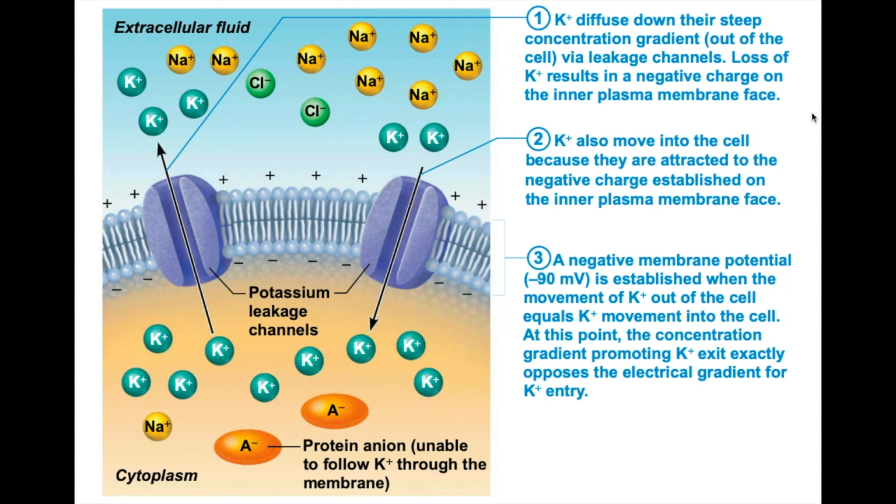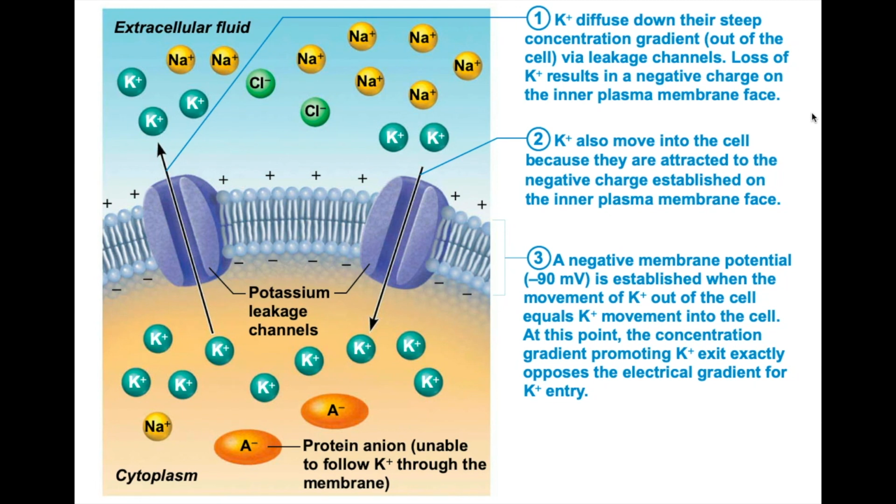So here, this is going through generating the resting membrane potential. So you have potassium that's going to diffuse down the concentration gradient through passive transport and leakage channels. And then the loss of the potassium results in a negative charge on the inner surface. So then number two, the potassium also moves into the cell because it's attracted to that negative charge that was just established on the inner membrane face.